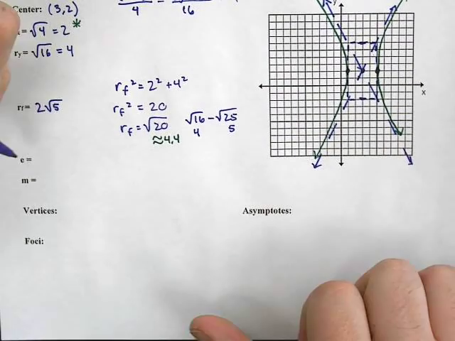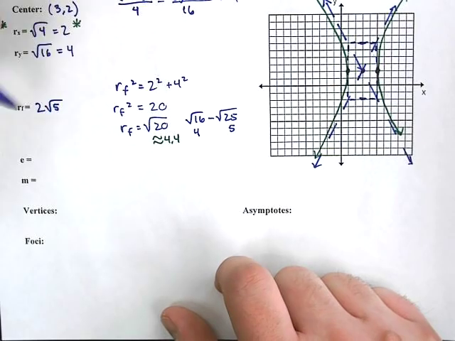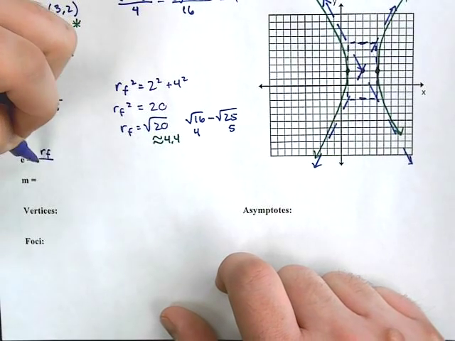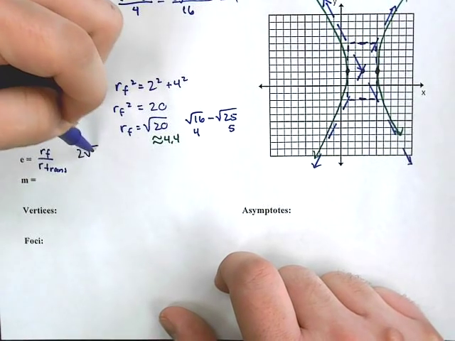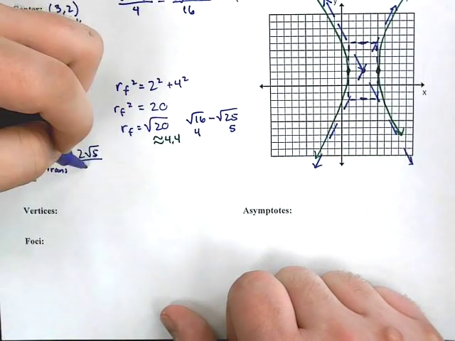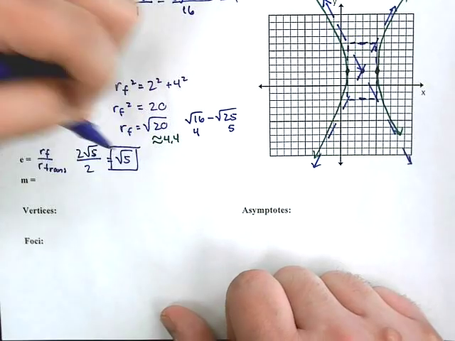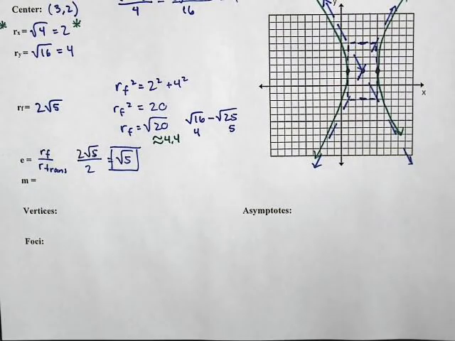We know that the eccentricity is the focal radius over the transverse radius. So we had r sub f over r trans, and this was 2 root 5. Careful, transverse radius was 2. So the eccentricity was square root 5. And that is actually really good. If you remember from the other video, we said that in a hyperbola, the eccentricity should always be greater than 1.